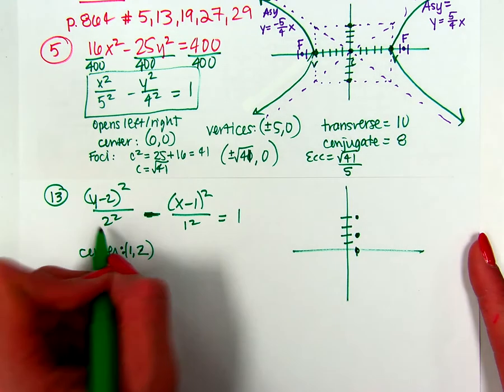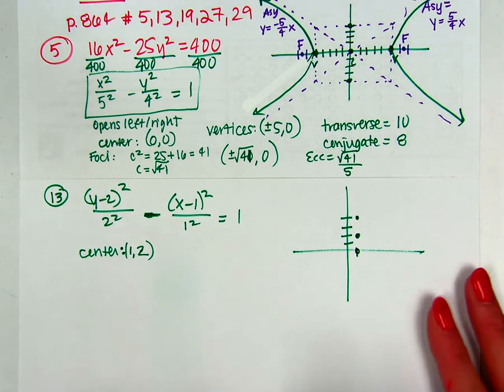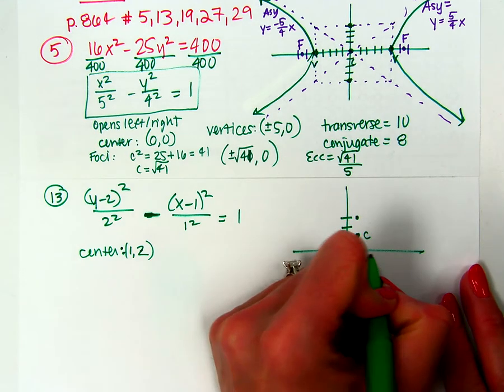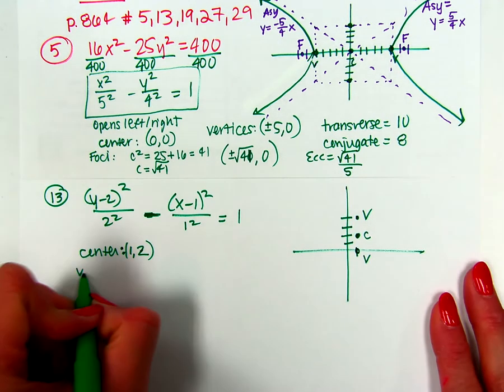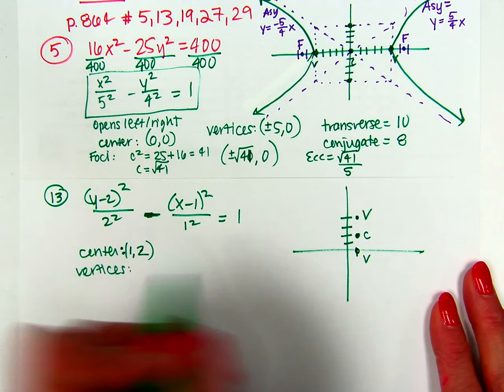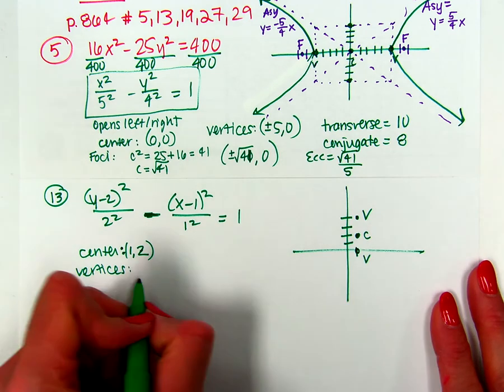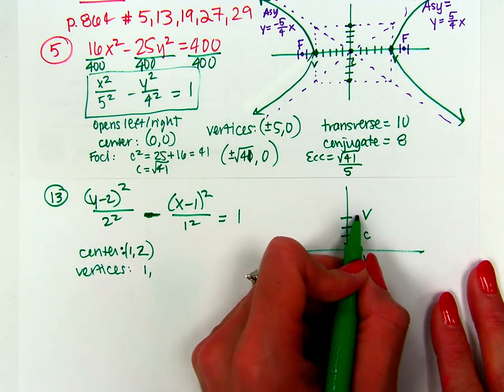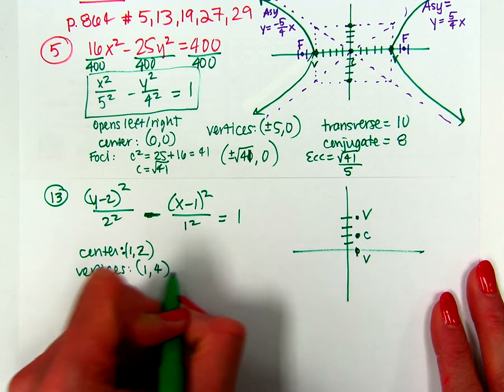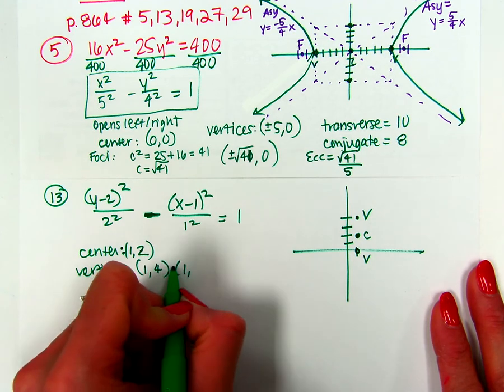Since this came first, these are my vertices. So this is my center, vertex, vertex. So I can list where my vertices are. They are at 1, comma, and then 2 plus 2 and 2 minus 2. So 1, comma 4 and 1, comma 0.